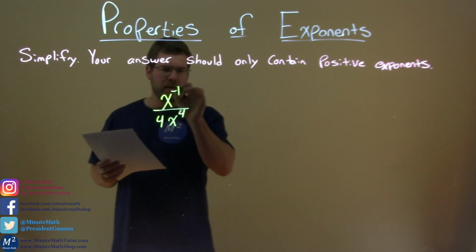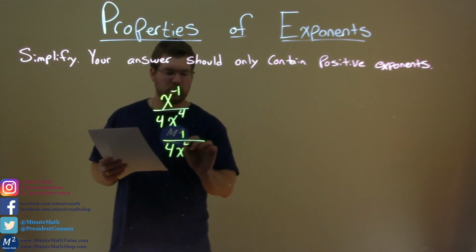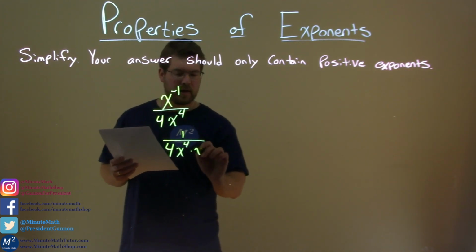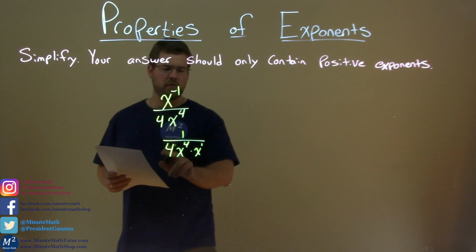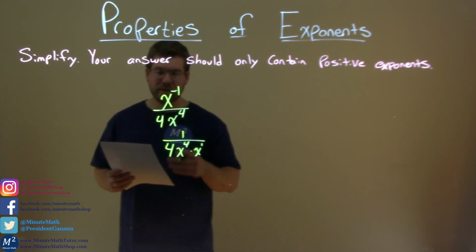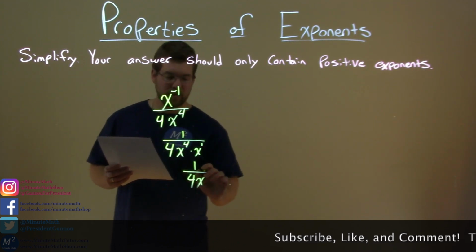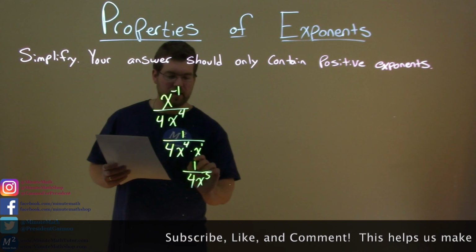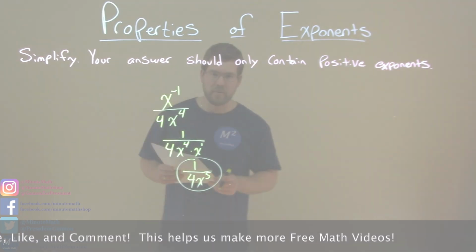We can bring the negative 1 down, so we have 1 over 4x to the fourth power times x to the positive 1 power, if you want to see it this way. 1 over 4x to the fourth power times x to the first power. We add the exponents here, and that's easy. 1 over 4x to the 4 plus 1, which is 5. And that is our final answer, 1 over 4x to the fifth power.